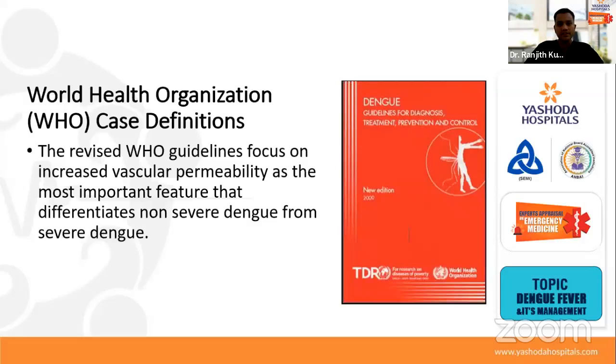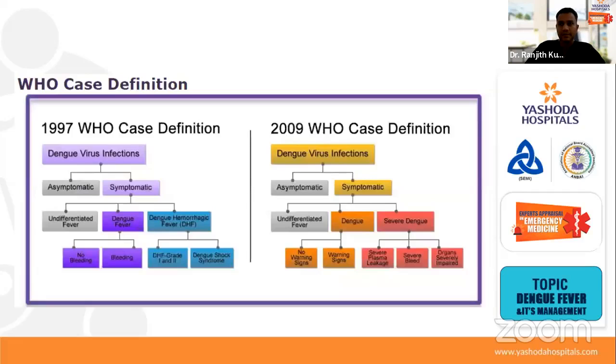So coming to the definition, there has been a gradual change in the definition given to dengue. WHO started defining dengue from 1997, and the current definition is from 2009, where dengue is now classified into dengue with or without warning signs, and severe dengue, where usually what you notice is plasma leak, bleeding, and organ impairment.